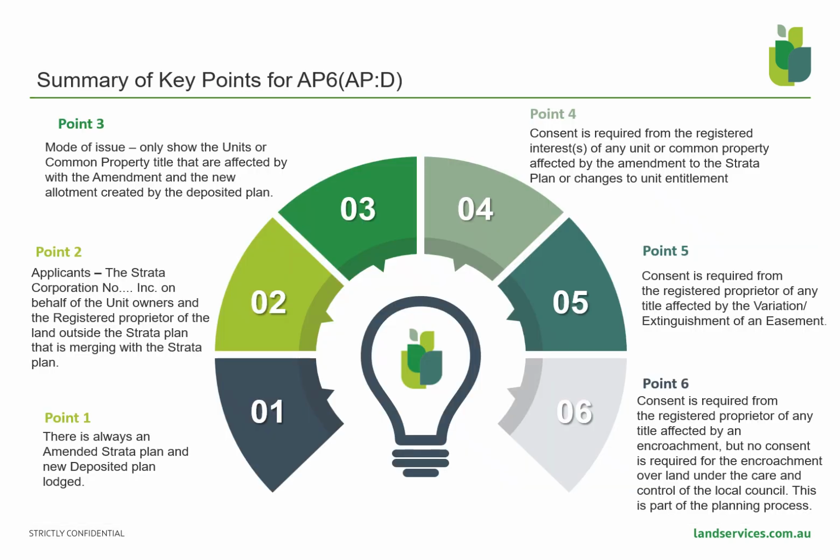In summary, for the Form AP6, there will always be an amended strata plan and a new deposited plan lodged. The applicants will be the Strata Corporation and the registered proprietors of the land outside of the strata scheme if there is land merging into the strata scheme from the outside. Ensure that only the units or common property that are affected and the new allotment created in the deposited plan is shown in the mode of issue. Consent will be required from the registered proprietors of any land that is affected by a variation or extinguishment of easement or an encroachment.